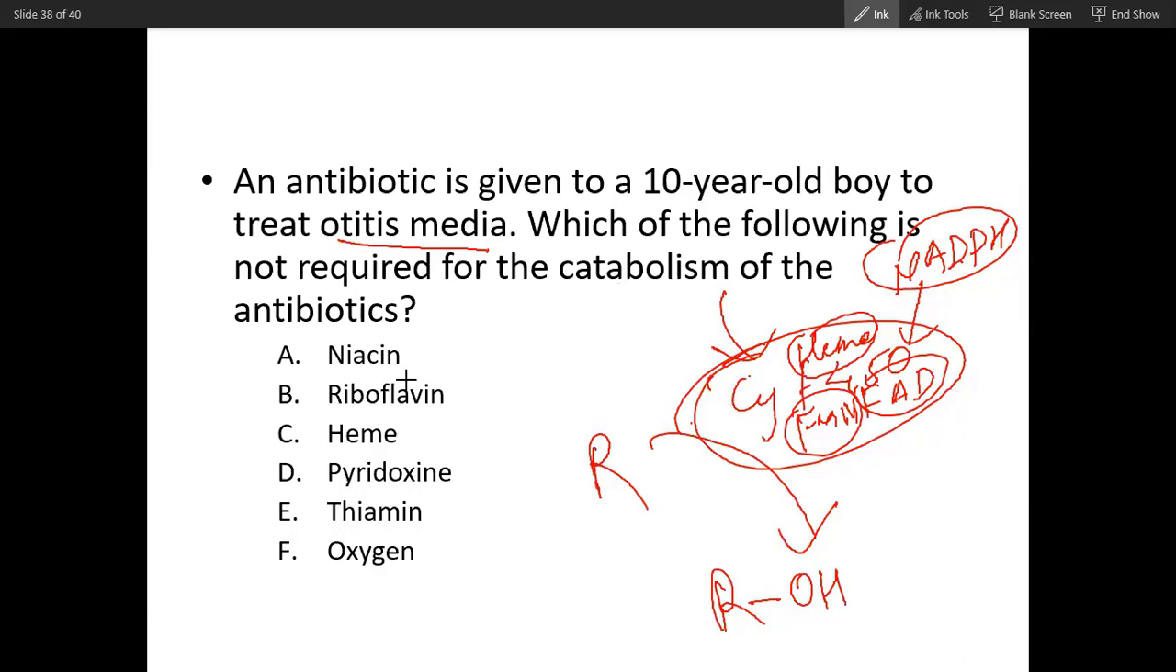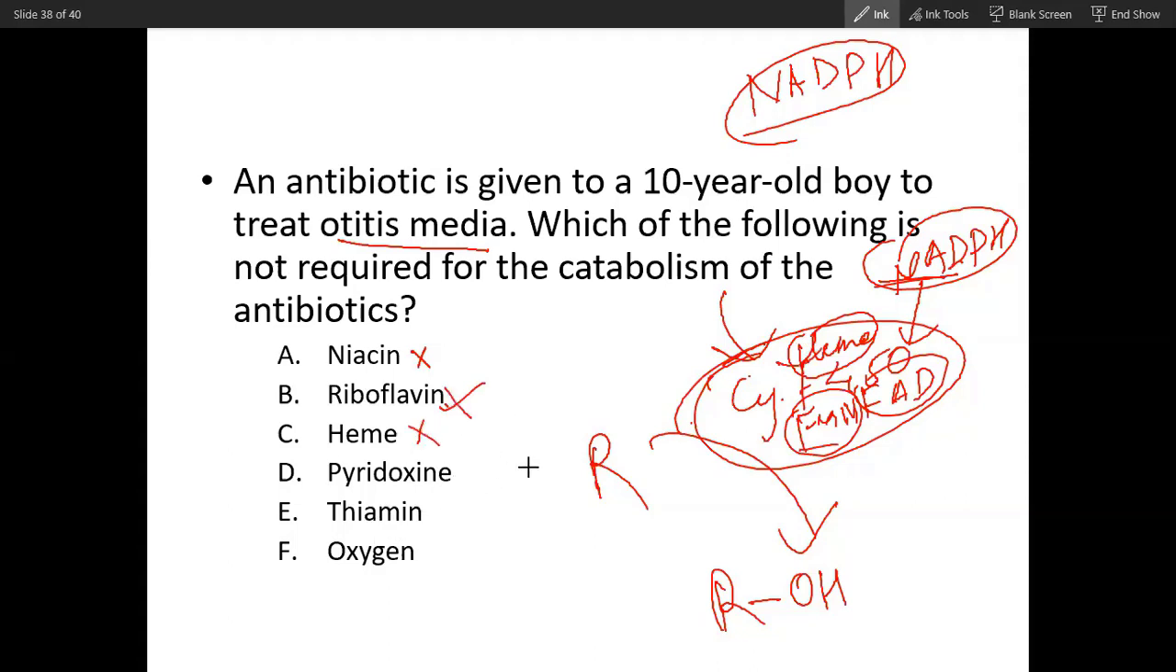Is it part of this enzyme? Niacin? Yes, it is part of this enzyme. So this cannot be the answer. You can see this. NADP is what? Niacin. So riboflavin, yes. FMN and FAD is riboflavin. Heme, yes, it is part. This is also not the answer.